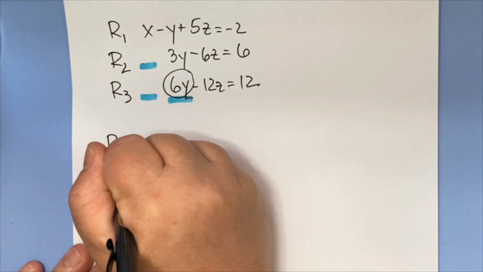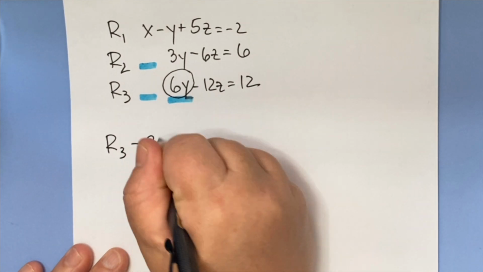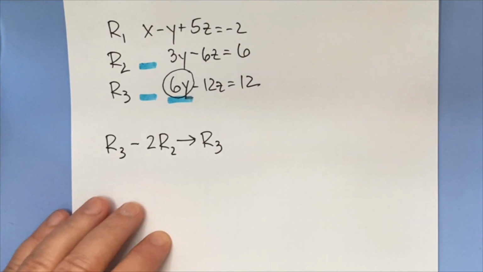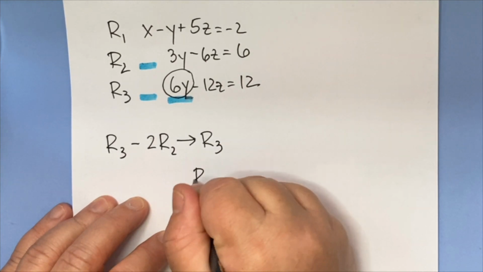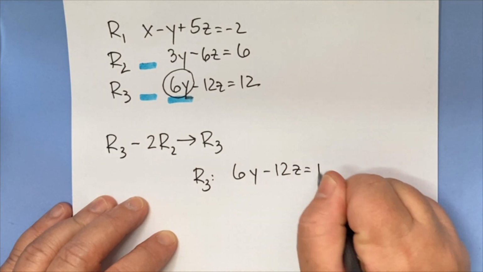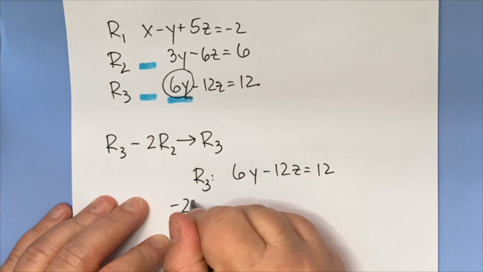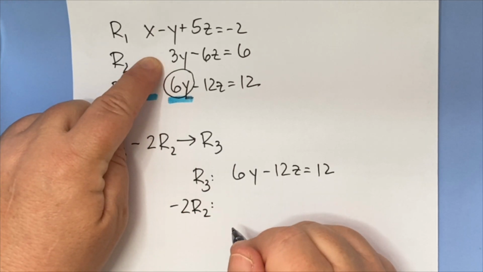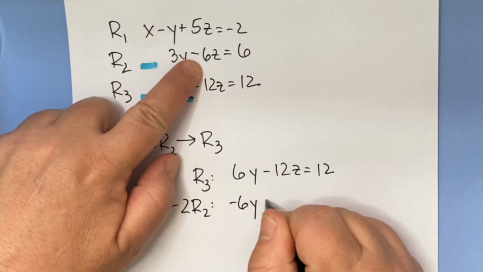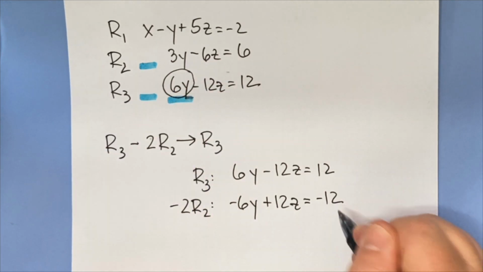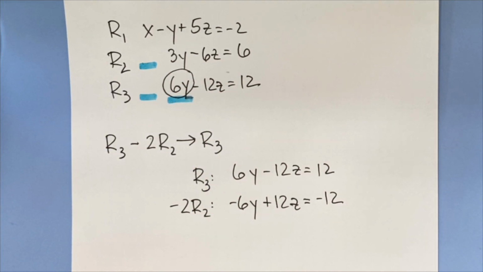So I'm going to take row 3 and I'm going to subtract 2 row 2 and put that back in row 3. Okay, so I've got row 3, which is 6y minus 12z equals 12. And negative 2 row 2 is going to be, again, multiply by negative 2, negative 6y plus 12z equals negative 12. Now, your brain is going to tell you, warning, Will Robinson, danger, danger.